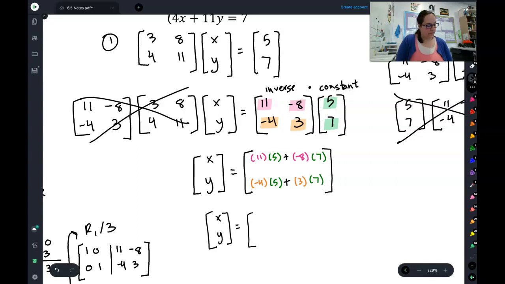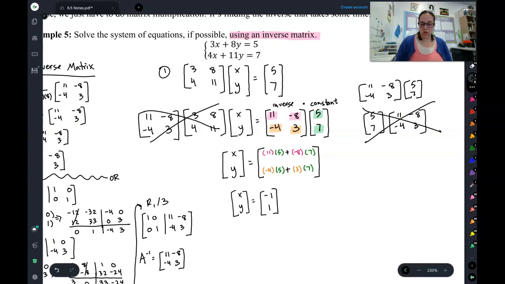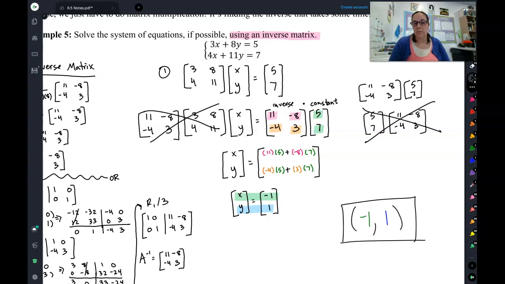This becomes 55 minus 56, which is negative 1. This becomes negative 20 plus 21, which is a positive 1, which means those are my solutions. X equals negative 1 and y equals 1. So I can write my coordinate point as negative 1, comma 1. And using our vocabulary, we know that this is a consistent, independent system because it has a single solution.